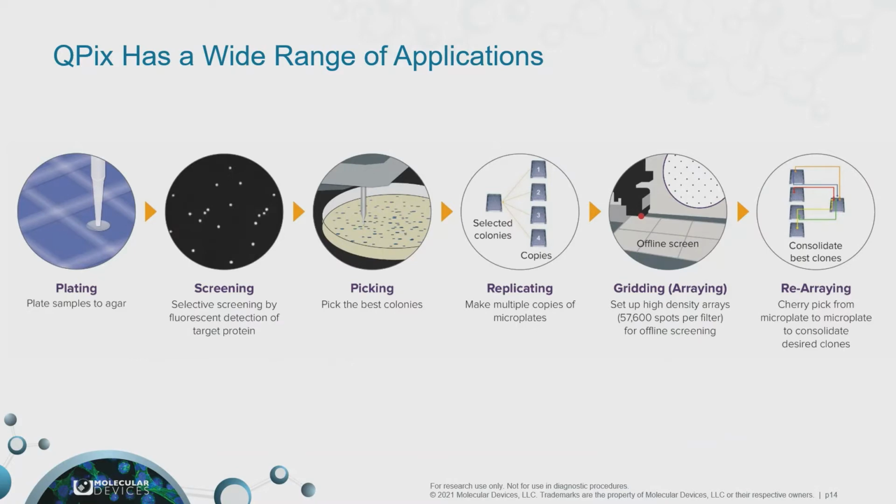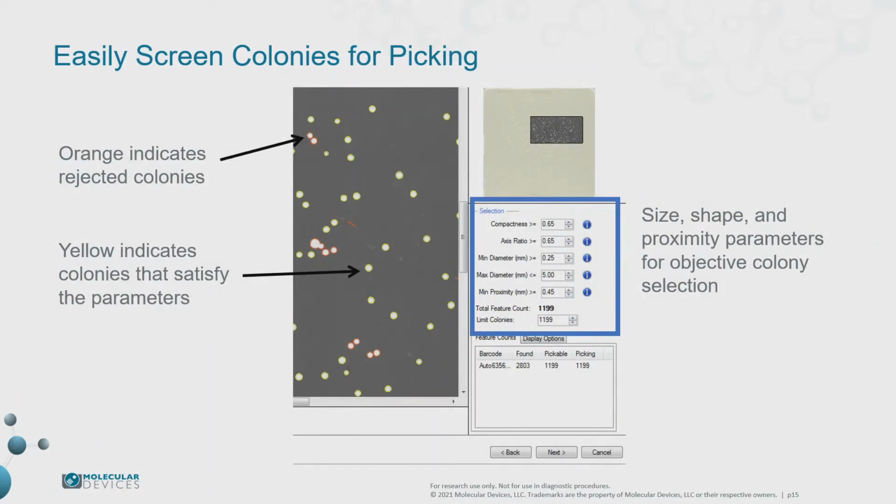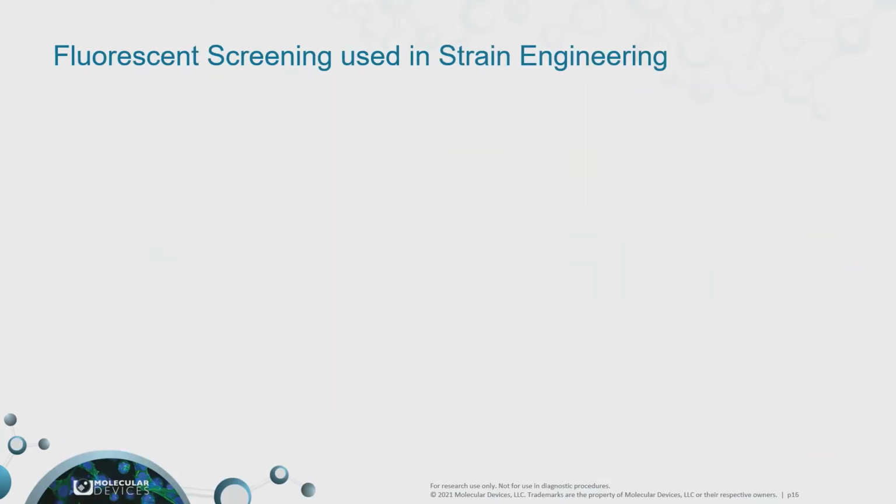The Cupix software not only automatically creates an audit trail for easy database management, but also has applications such as replication and rearraying for better library management and efficient storage, which I'll expand on shortly. Using the Cupix software, you can easily teach the software what a best colony looks like based on shape, size, proximity, and fluorescence intensity, which results in accurate and consistent colony picking.